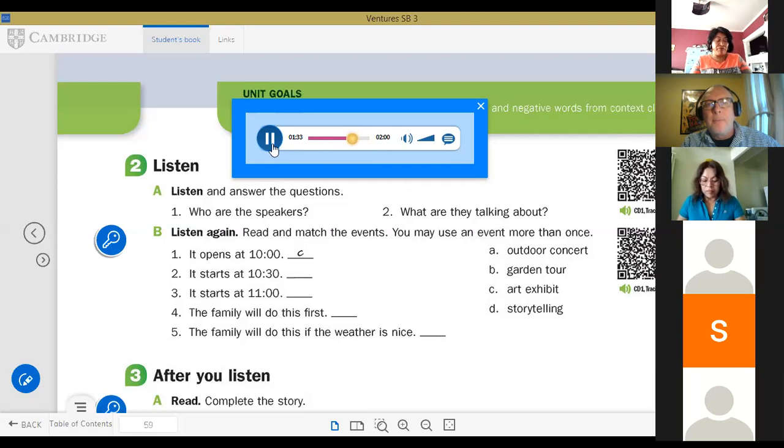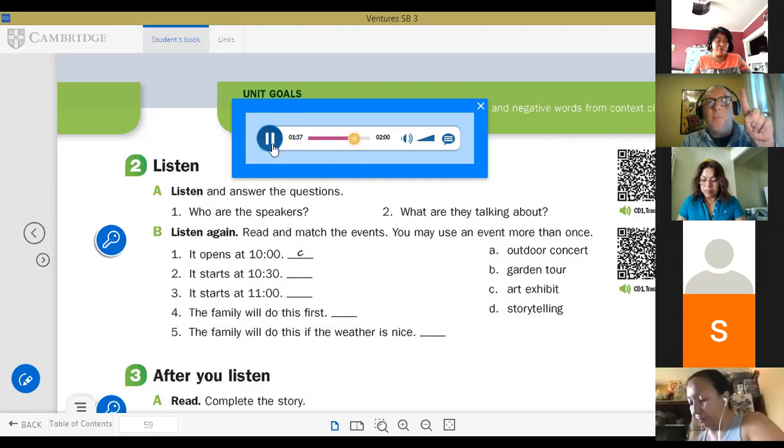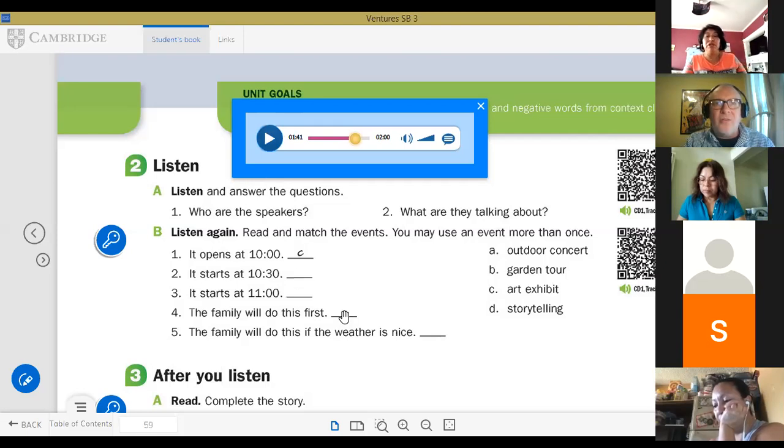Everything is happening on the same day at the same time. Listen carefully, right? What do you want to do, Wen? Why don't we go to the library first? Letter D, right? The family will do this first. D. Yes. And then, okay.